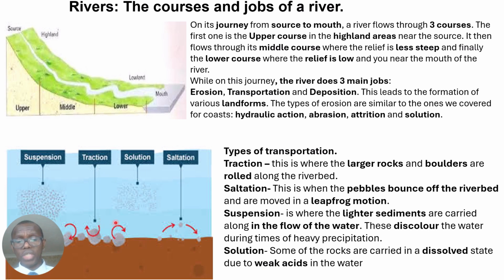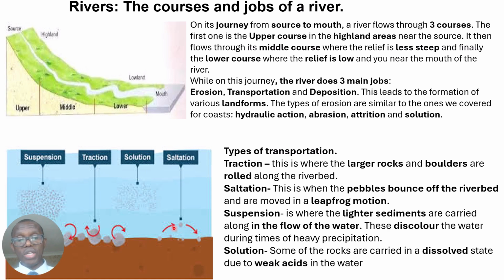Then we have saltation, which is the second type of transportation. This is where smaller pebbles will bounce off the riverbed and keep moving along the course of the river. We call that a leapfrog motion because it is almost jumping up and then hitting the bottom again, and then that force causes it to rise again and drop, and it keeps bouncing along. That process is called saltation.